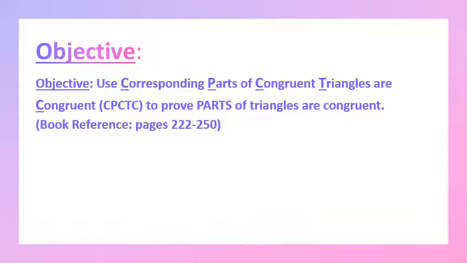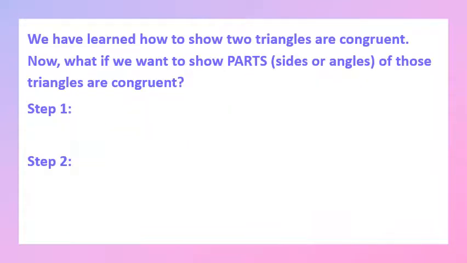Today our objective is to use corresponding parts of congruent triangles are congruent, CPCTC, say that 10 times in a row and you will remember it, to prove that parts of triangles are congruent. And again, we're referencing the same few chapters in our book, pages 222 through 250, if you need additional reference. All right, so we have learned how to show two triangles are congruent, and we use things such as side angle side, side side side, angle side angle, etc.